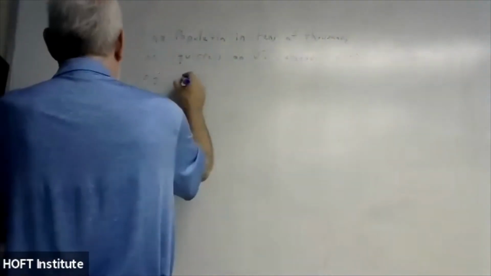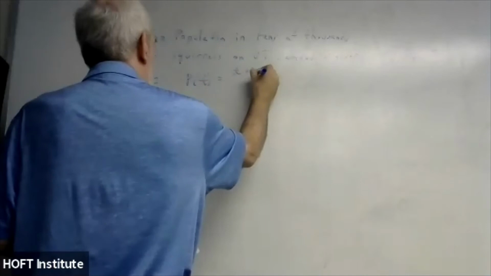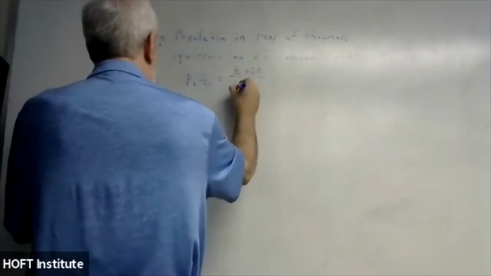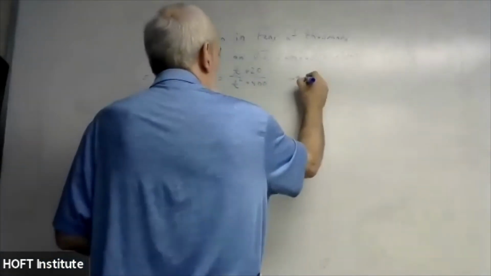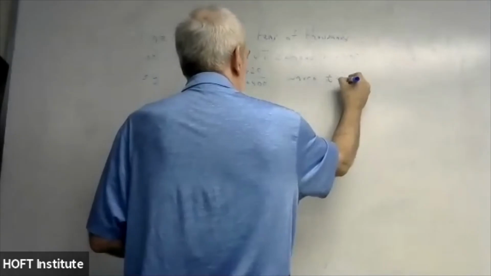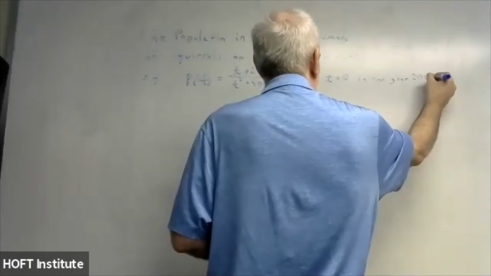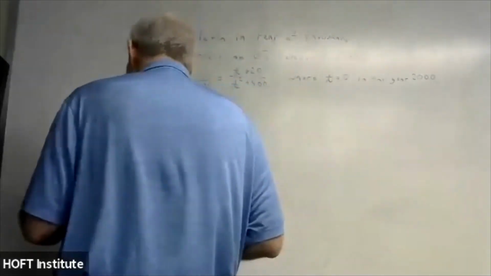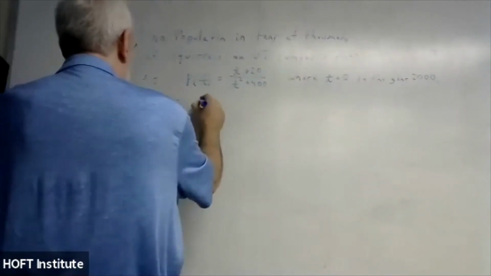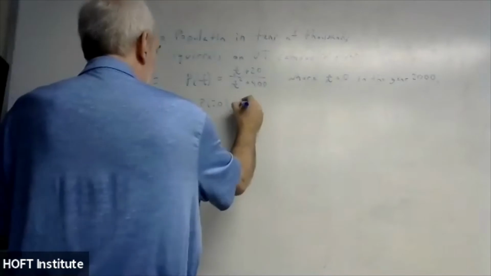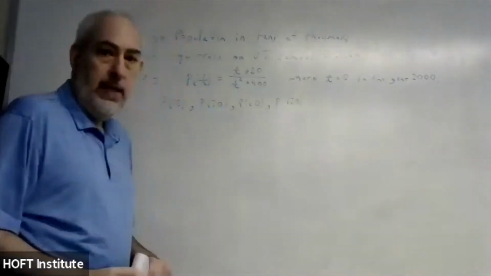is given by P of t equals t plus 20 over t squared plus 400, where t equals 0 in the year 2000. Find and interpret P of 0, P of 20, the derivative of P at 0, and the derivative of P at 20.